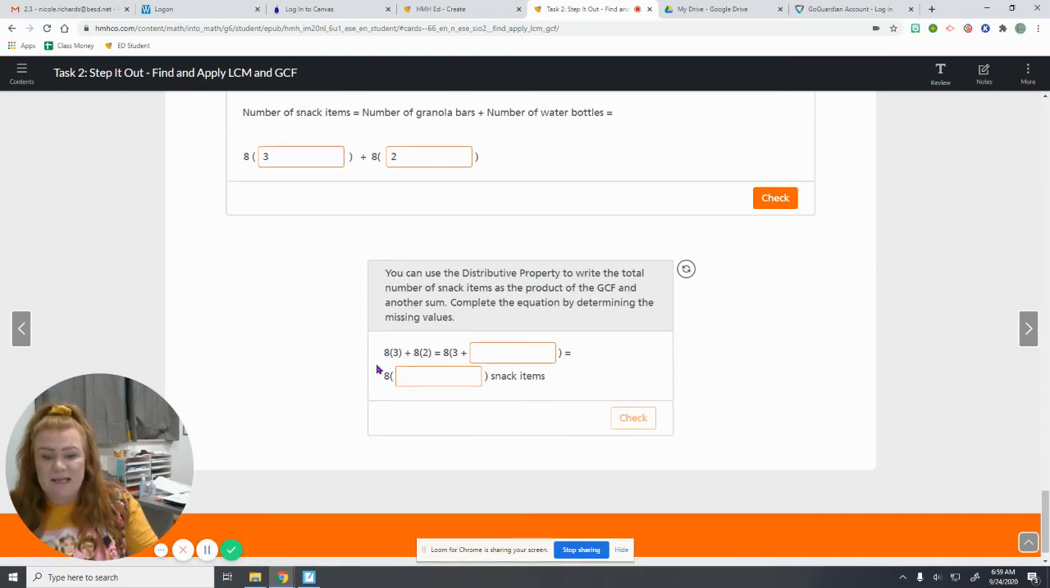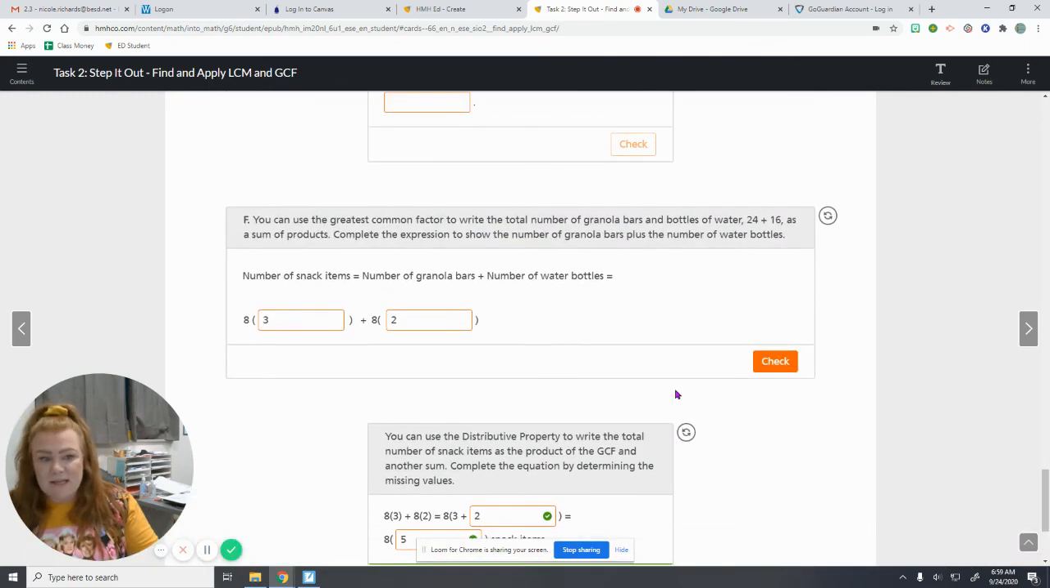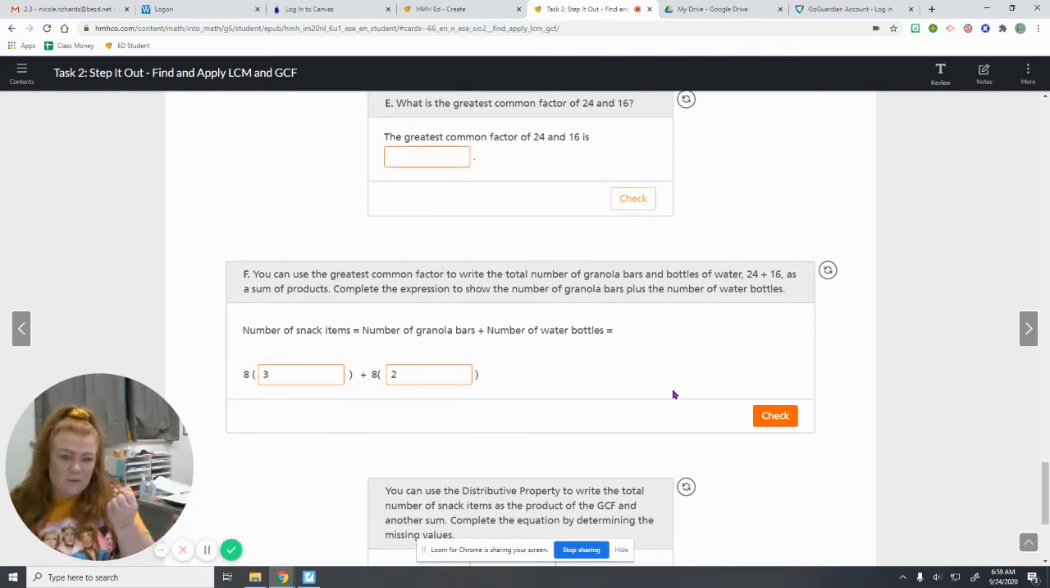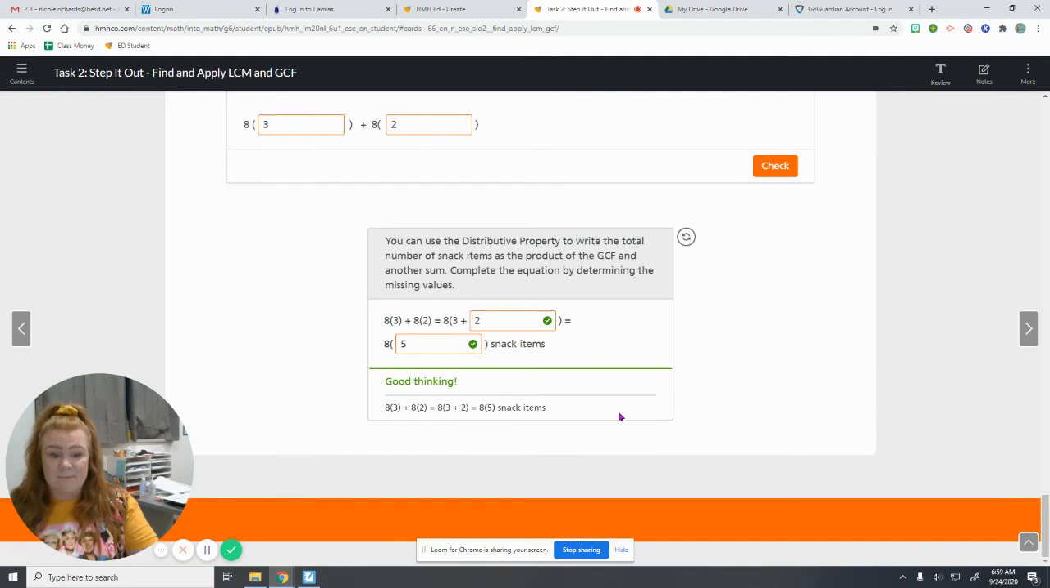So we could write this another way. So we could also put the 2 and the 3 together first. And we could say that 8 plus 2 is 5. 8 times 5 is 40. So just another way to kind of think and pull out that greatest common factor there.